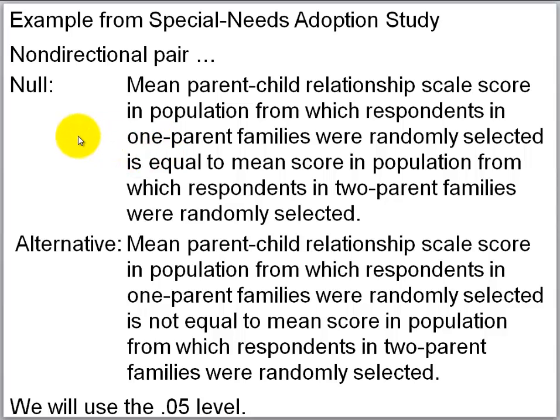So let me at least read the null. We're going to have a non-directional pair as we do our example. So the null: mean parent-child relationship scale score in the population from which respondents in one-parent families were randomly selected equals the mean score in the population from which respondents in two-parent families were selected. And the alternative simply states that these population means differ. We are going to use the 0.05 level.